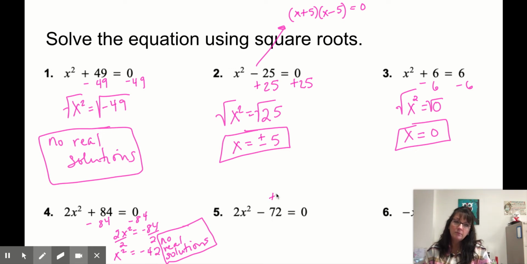There is no number times itself that would equal a negative product. For this one, add 72 to both sides. So 2x squared is equal to 72. Divide by 2. x squared is equal to 36, you can take the square root of 36, and you get x is equal to plus or minus 6.